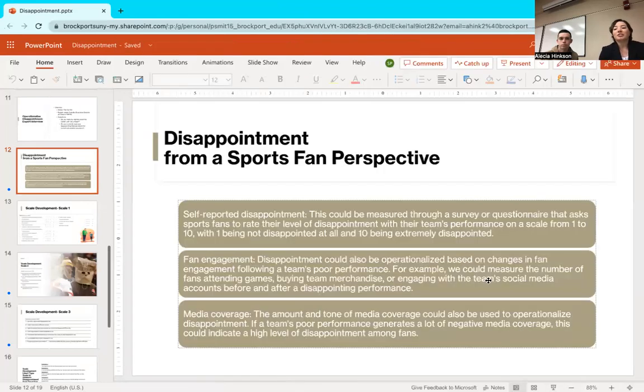Lastly, we can measure disappointment by looking at media coverage. If the team is receiving negative media coverage that is criticizing the team, it could indicate a higher level of disappointment amongst fans.